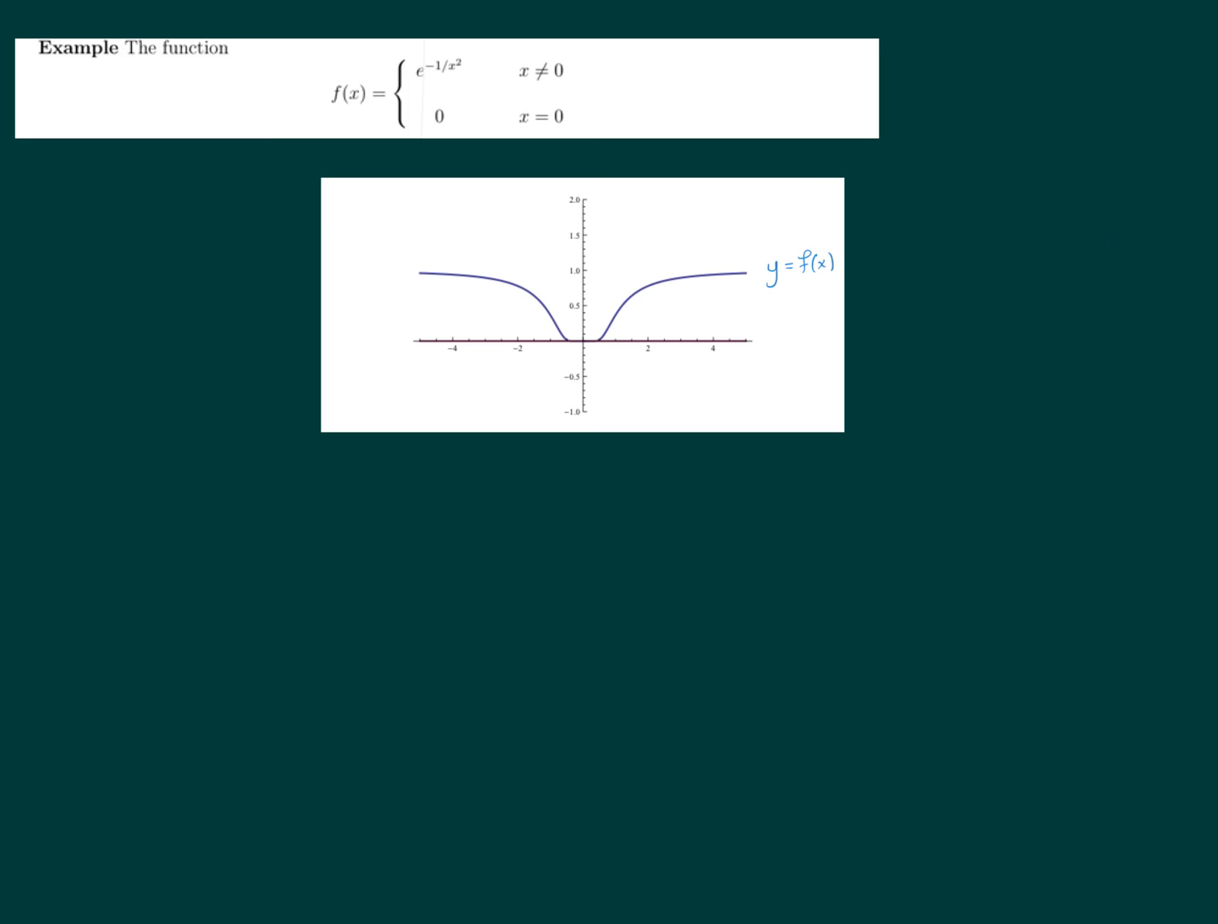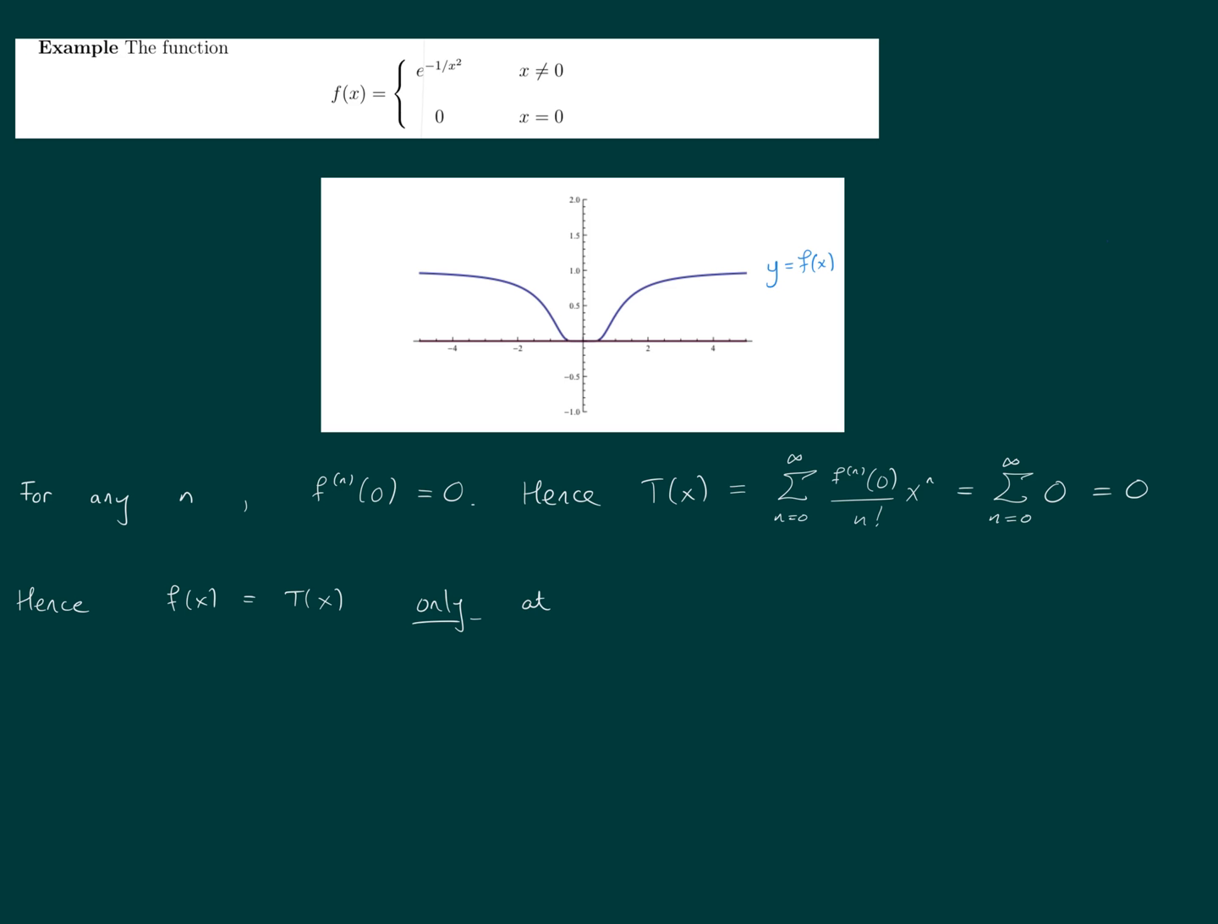And it can be shown, so if you want to pause the video and look at the graph, but it can be shown that f differentiated n times evaluated at 0 is always 0. So no matter how many derivatives you take, if you evaluate at 0, you get 0. Hence the Maclaurin series of f at 0, which is the sum of f to the n evaluated at 0 over n factorial times x to the n, is just the sum of 0, which is 0. But f of x only equals 0 at 0. If you look at the graph, other than at the origin, it is always at a positive height. Hence, f of x equals T of x only at x equals 0.